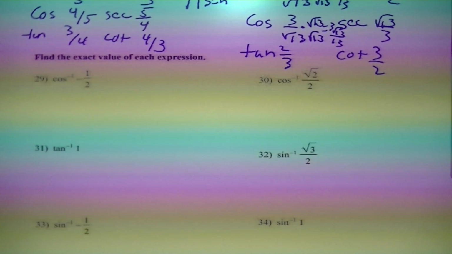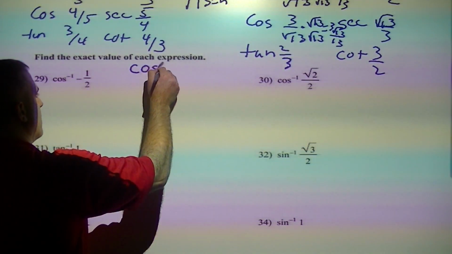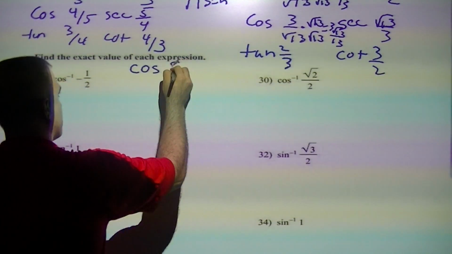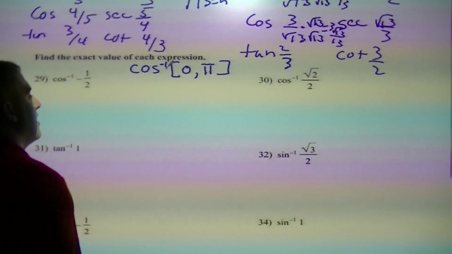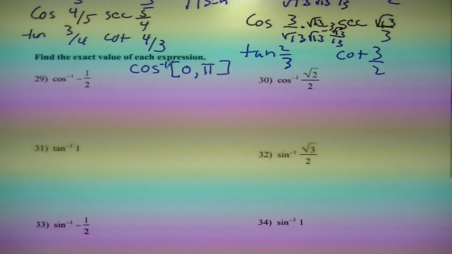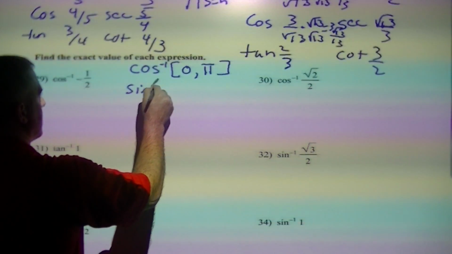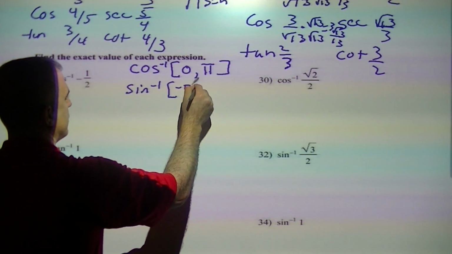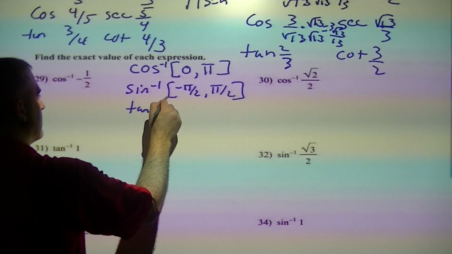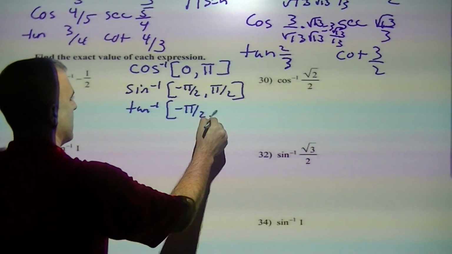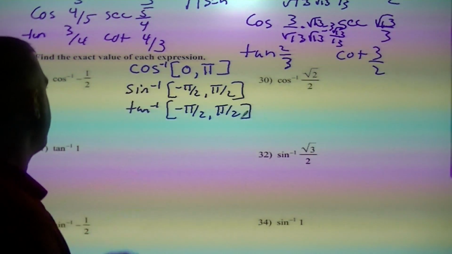One of the big things with the inverse trig functions is for cosine. This is something you should memorize: the domain is restricted for inverse cosine between 0 and pi. For sine, it is going to be restricted between negative pi over 2 and pi over 2. And for tangent, the restrictions are between negative pi over 2 and pi over 2. We went over this in class, why it needs to pass the horizontal line test.